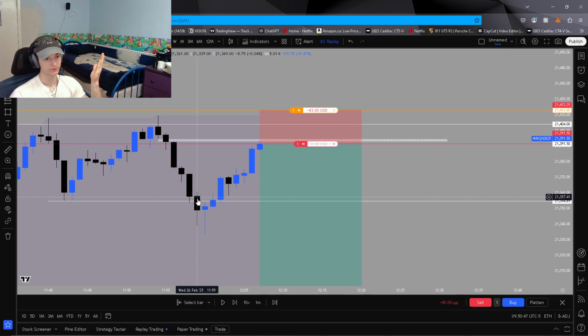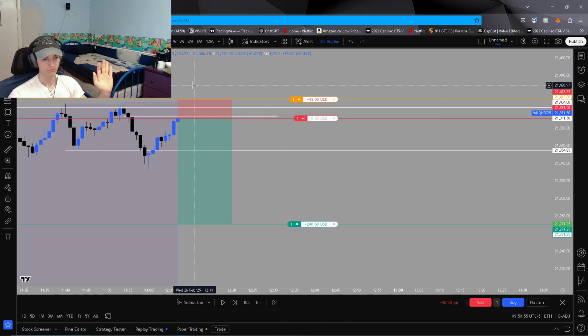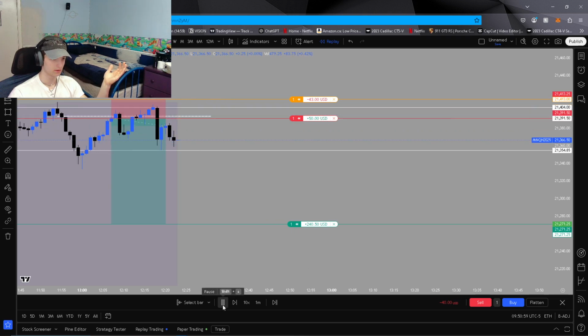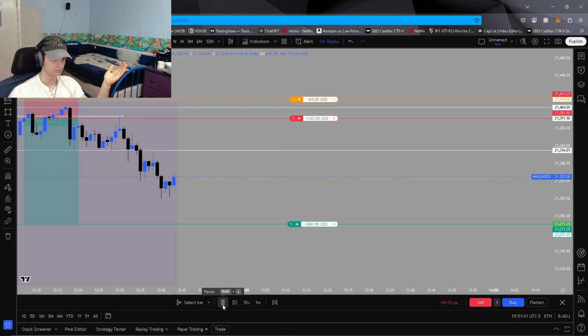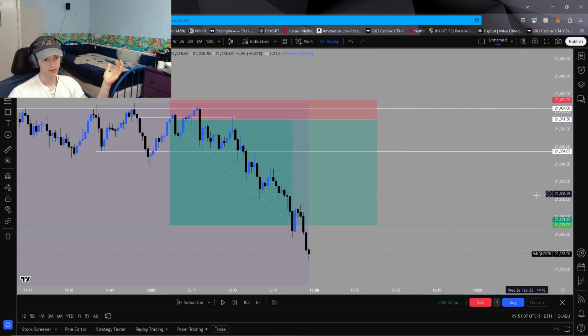But if you want to, you could have waited to see if we were going to tap into these, because we did still have both these fair value gaps above us. And you would have got a way better entry, risking $40 to make $240. And there it goes. We know it already hits. That would have been an absolutely banger trade.